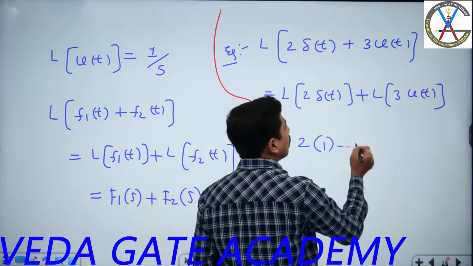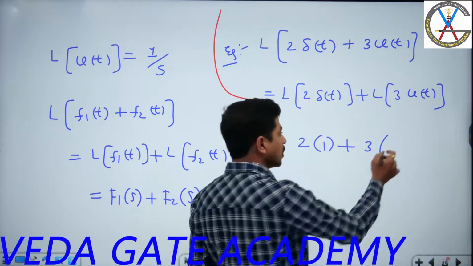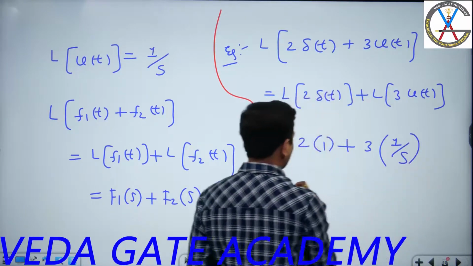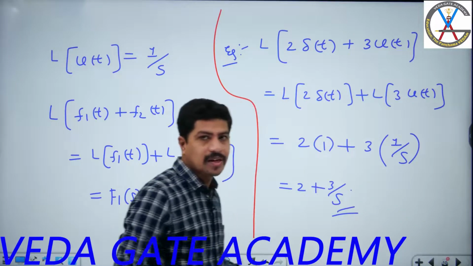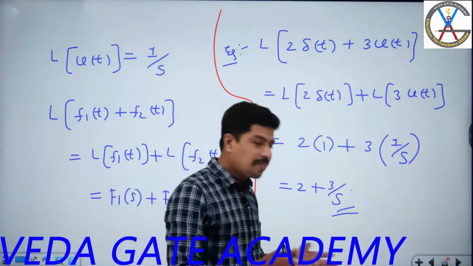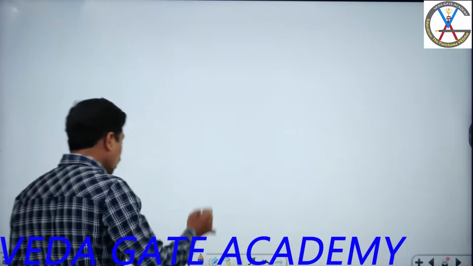2 into 1 plus 3 will come outside. What is the Laplace transform of u of t? 1 by s. Just now we discussed. Now the answer is 2 plus 3 by s. This is the way how to find the Laplace transform of a signal which is given in combined form. Now let me take one more example.